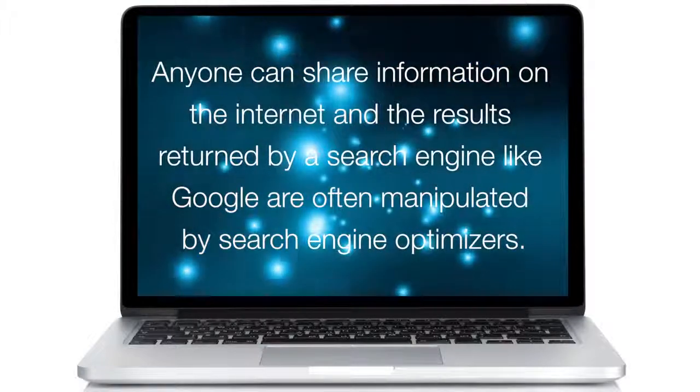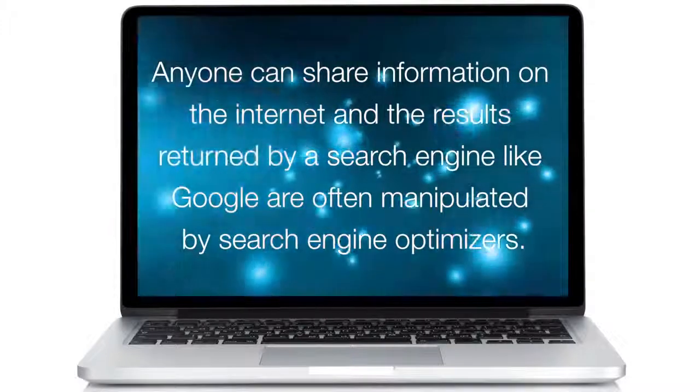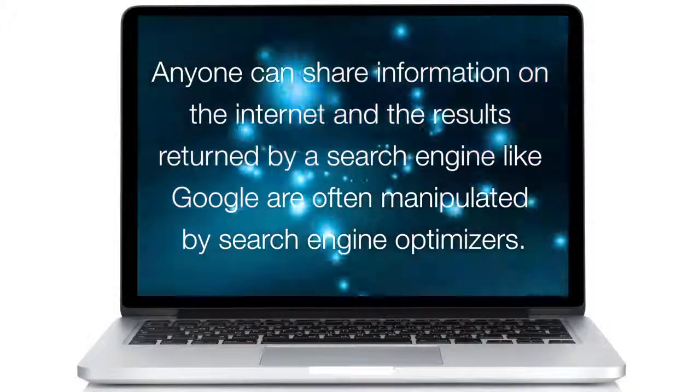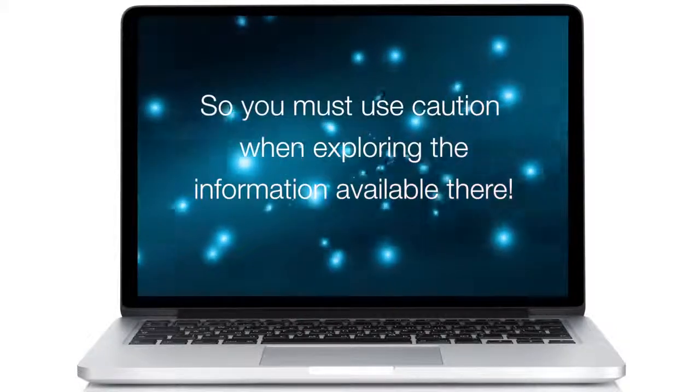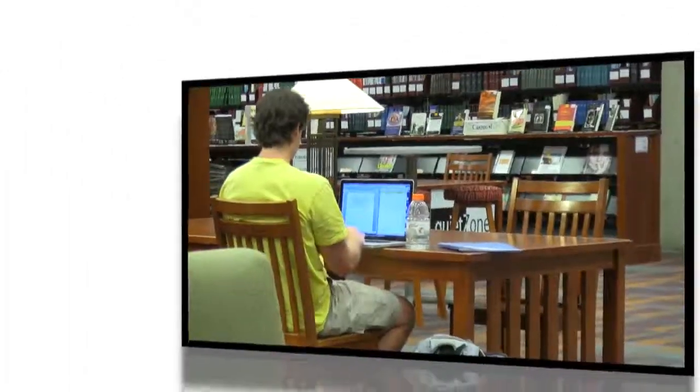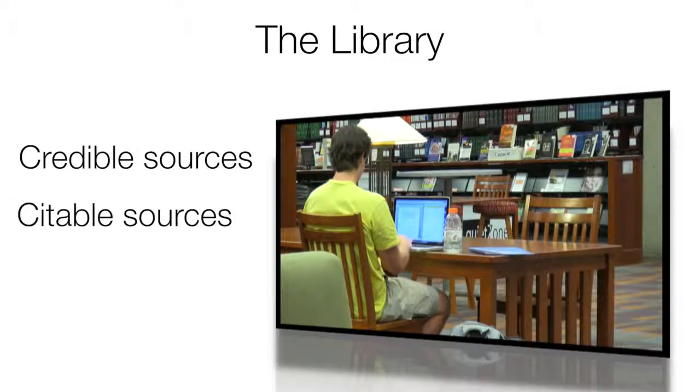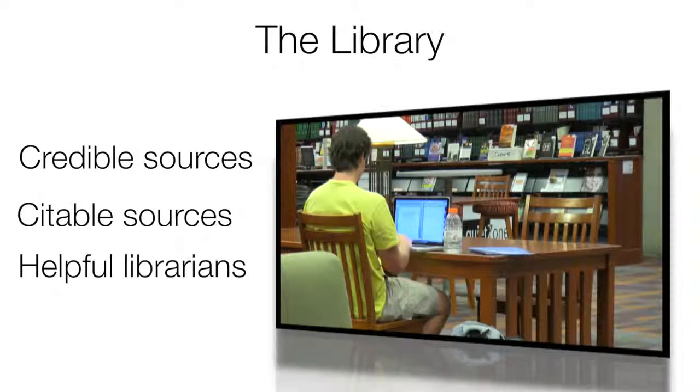Anyone can share information on the internet, and the results returned by a search engine like Google are often manipulated by search engine optimizers, so you must use caution when exploring the information available there. The library, however, has credible, citable sources and helpful librarians who are happy to find what you need, whether it is general information, primary sources, or secondary sources.